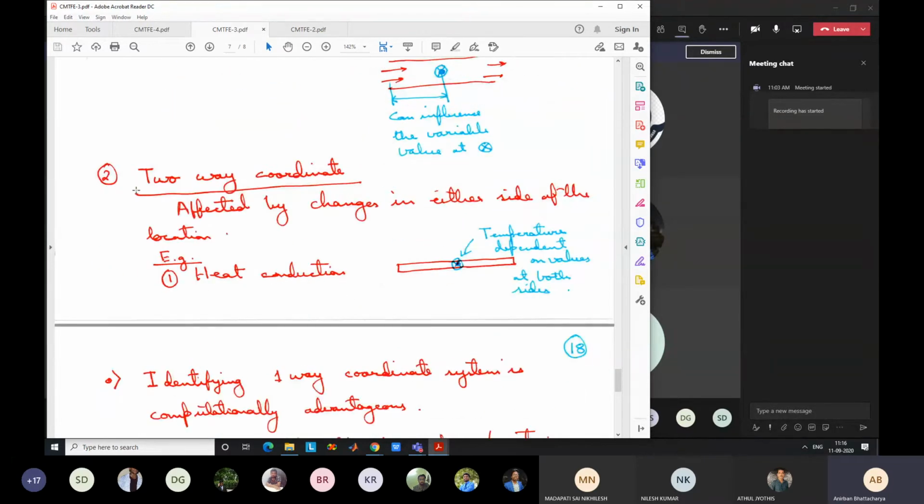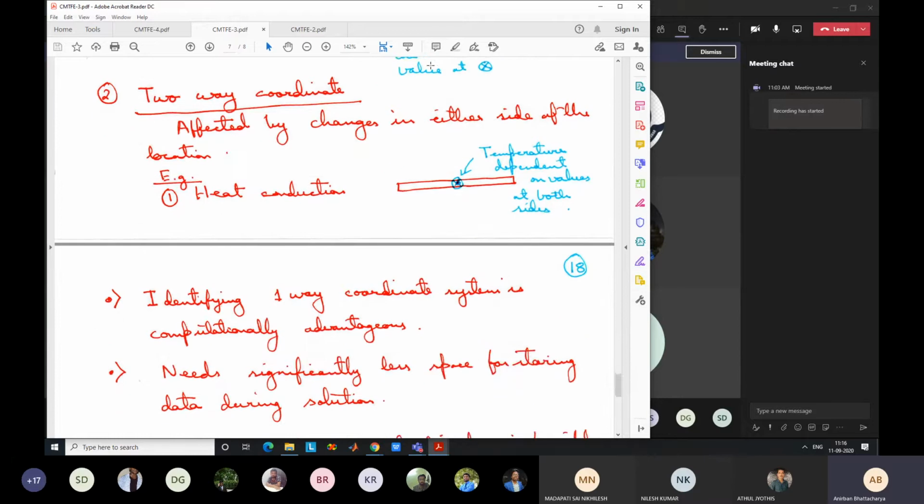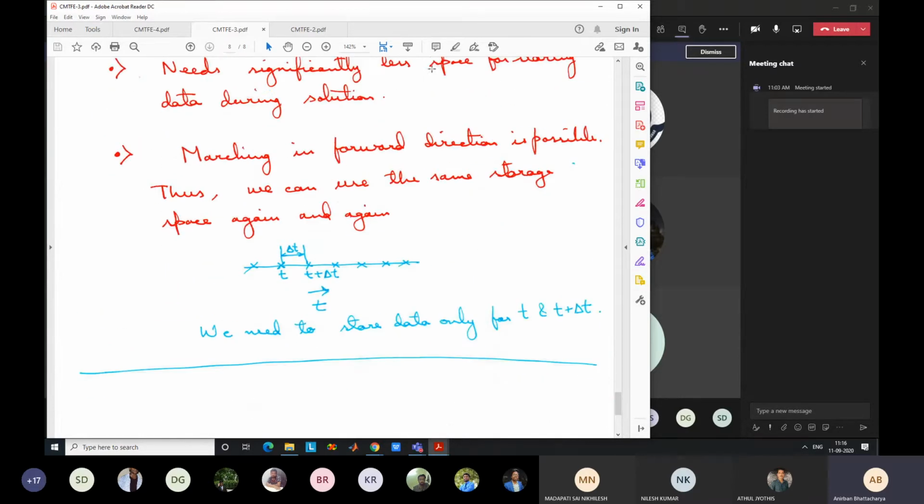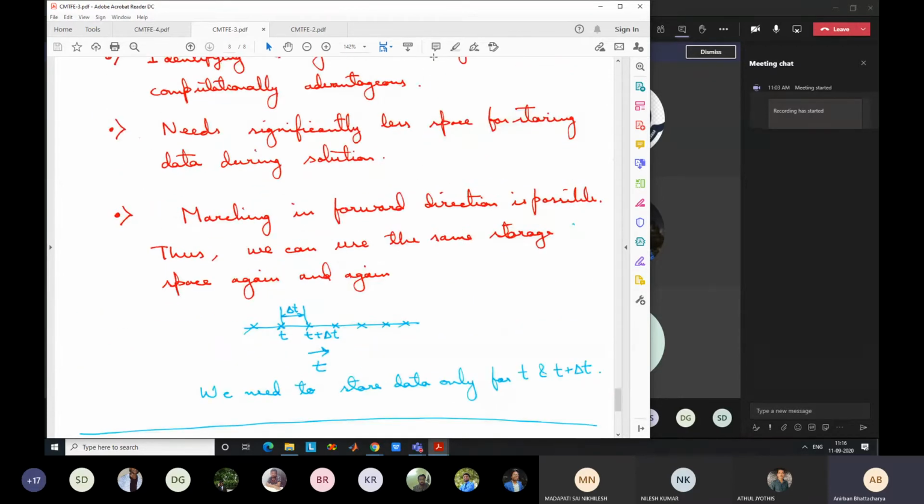And on the contrary, we have seen what a two-way coordinate is. When a value influences the value on both sides, like a heat diffusion problem, heat conduction problem, or typical diffusion process, or a process where the flow velocity is very small, so that viscous dissipation or viscous diffusion is more strong. It affects the flow in both directions. And finally, we noted that if we can identify a one-way type of problem, it is actually much better for us.